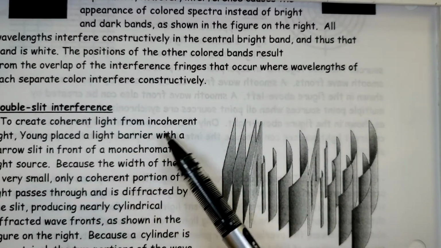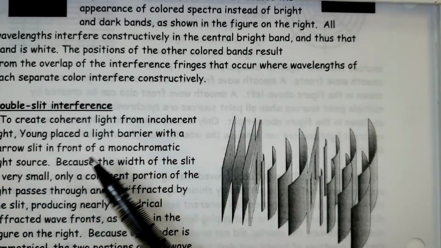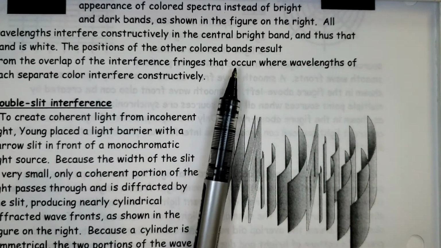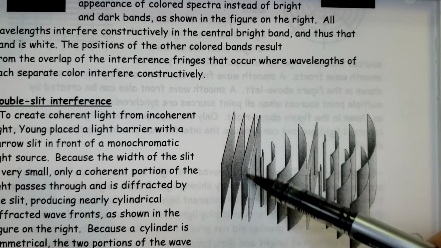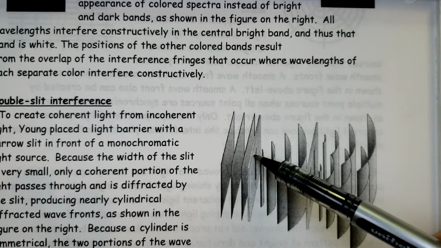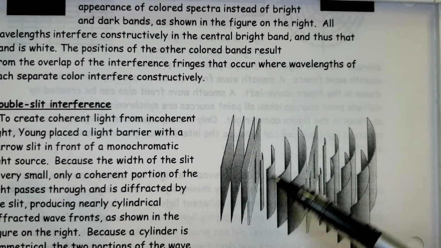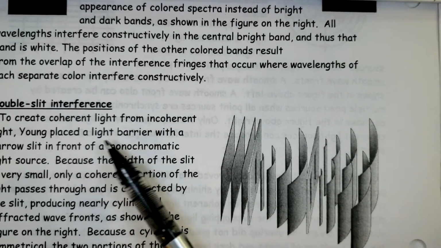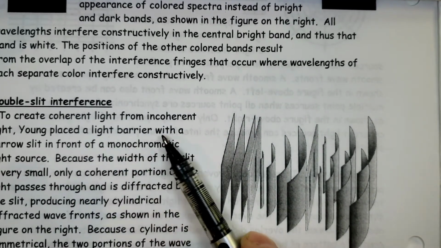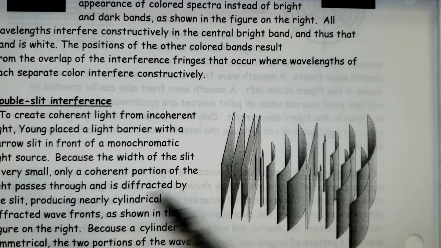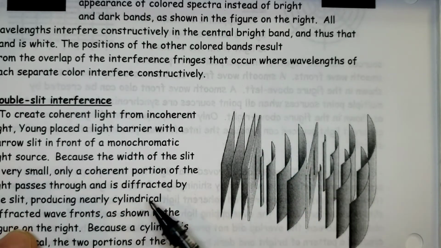from incoherent light, such as white light, Young placed a barrier with a narrow slit. So if we imagine this is the light coming in, here is the barrier. This is a three-dimensional diagram, and you can see there's one slit here. So if we have white light going through that one slit, we get this happening. So he placed a barrier with a narrow slit in front of the monochromatic light source. Because the width of the slit is very small, only coherent portions of the light pass through.